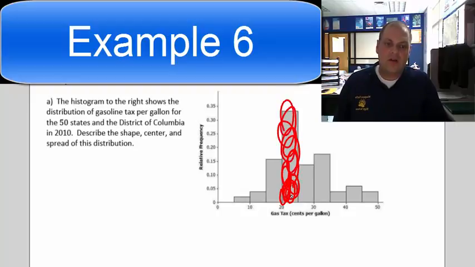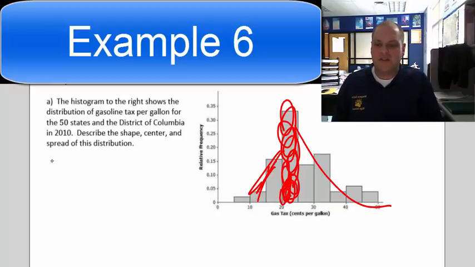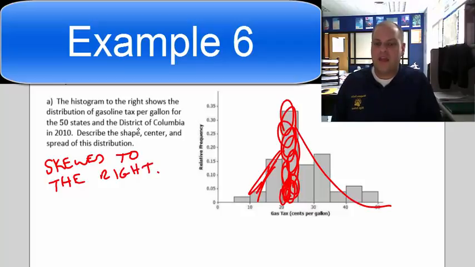But then it goes all the way to 50. See how, and that's a big difference, where here it only goes to 10. Like that's only a 10 difference. This is tailing way off to 50. So I would say this is skewed to the right. Skewed to the right, and that's the shape.